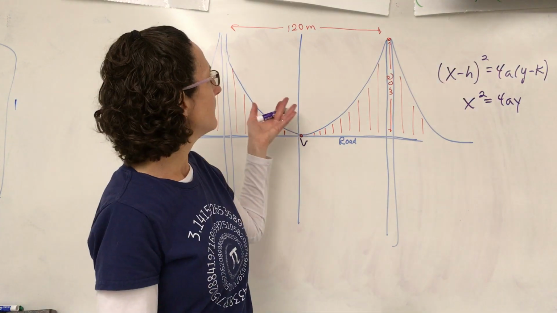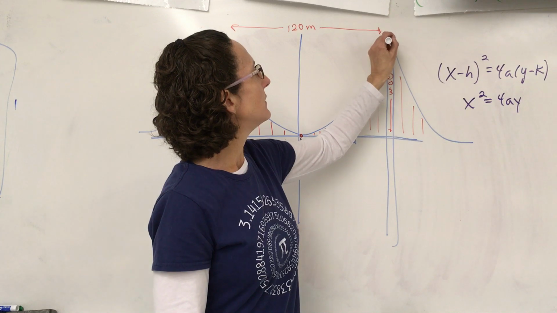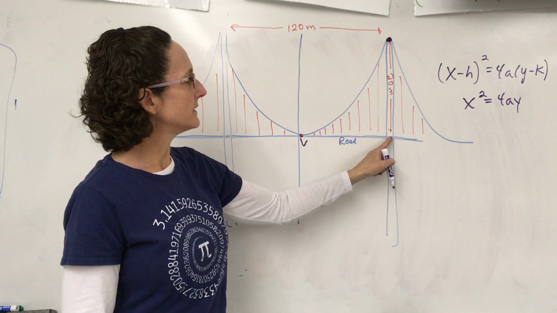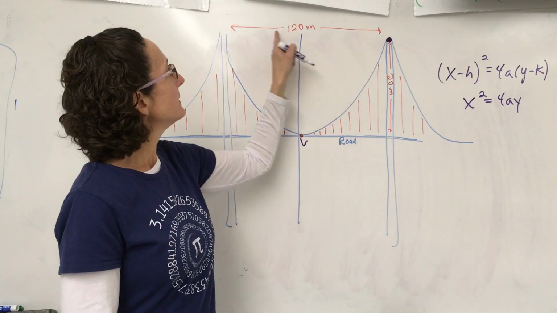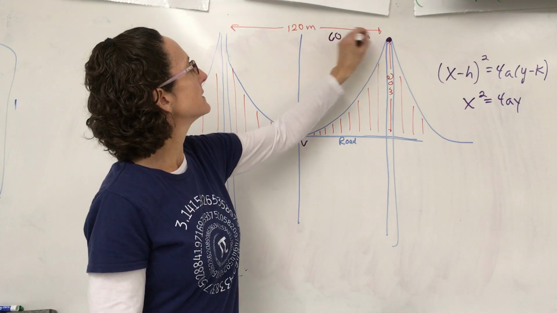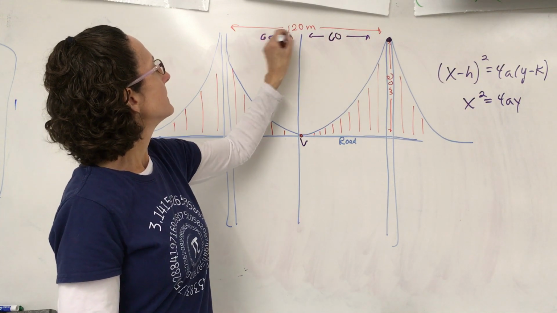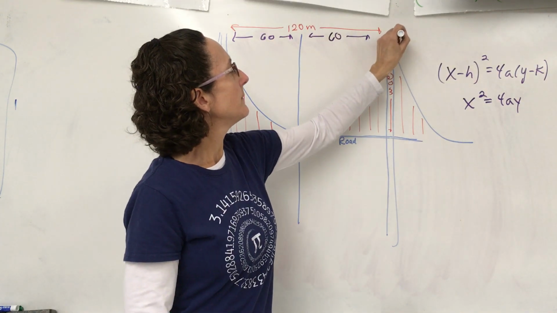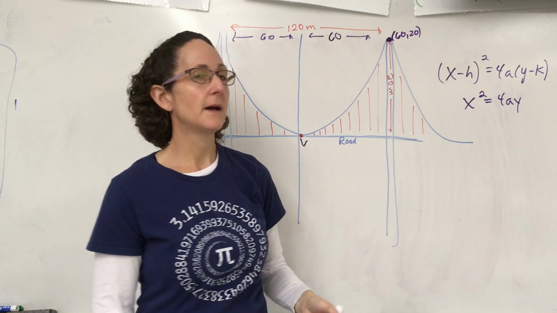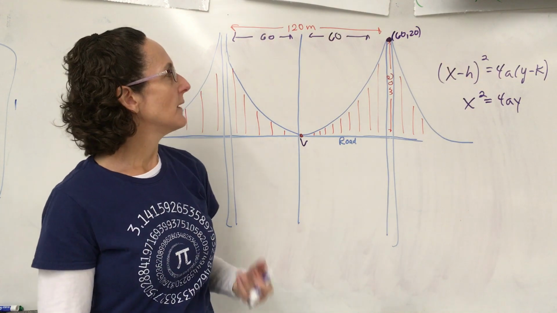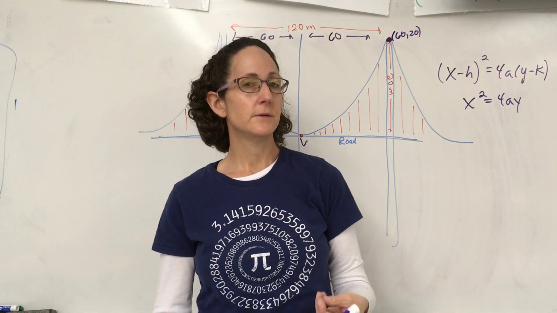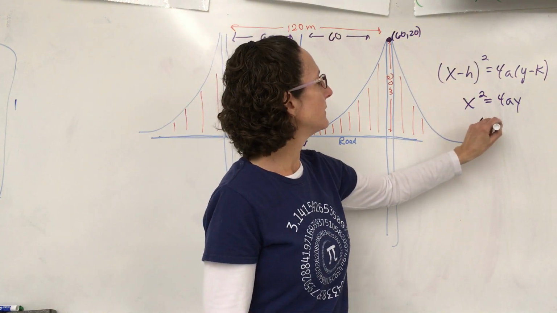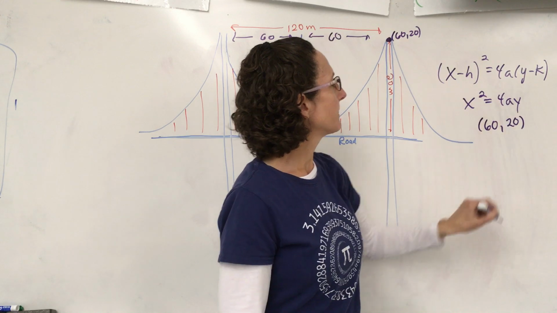So if you look at all these numbers, what it does is it gives you this point. If I'm right here at the vertex, how far over is it to here? Well, it's going to be half of this, because this would be 60 and this would be 60, okay? So if I'm right here and I go over 60 and up 20, I'm right here, which is a point on my parabola, okay? So you have to use the numbers in the problem that they give you to write an equation for the parabola. So I'm going to plug in the point (60, 20), okay?